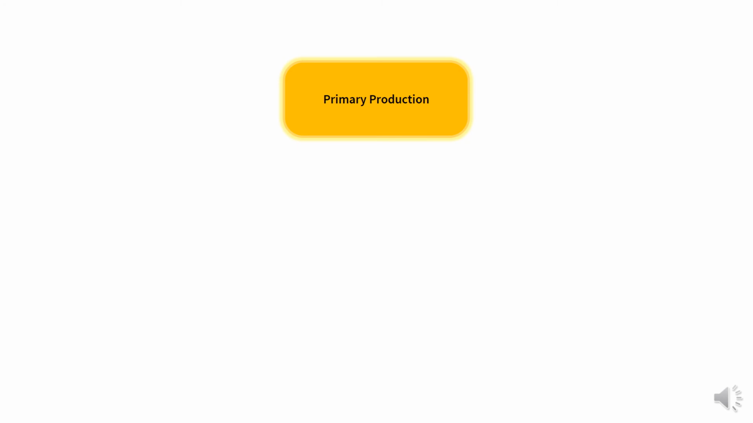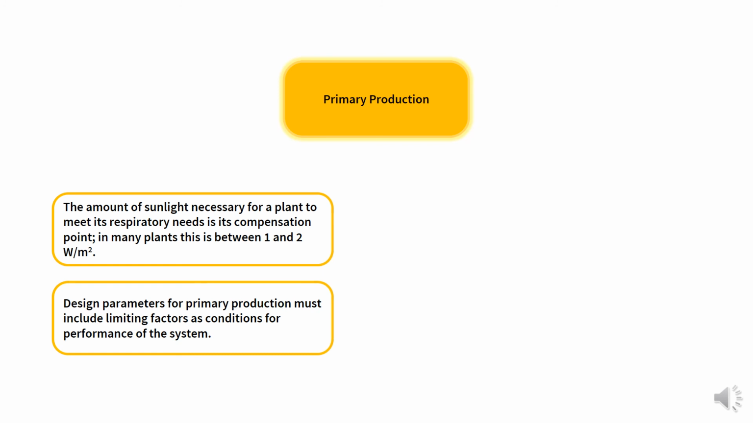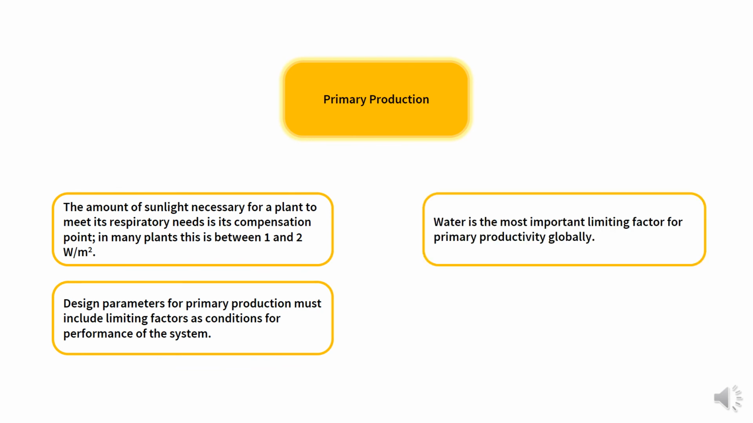The amount of sunlight necessary for a plant to meet its respiratory needs is its compensation point. In many plants, this is between 1 and 2 watts per square meter. The potential for designing high-energy systems using unsubsidized solar power is rarely sunlight limited, but more often water and nutrient limited. The energy density of a desert is very high, for example, yet the net primary productivity is very low. The design parameter for primary production must include limiting factors as conditions for performance of the system.